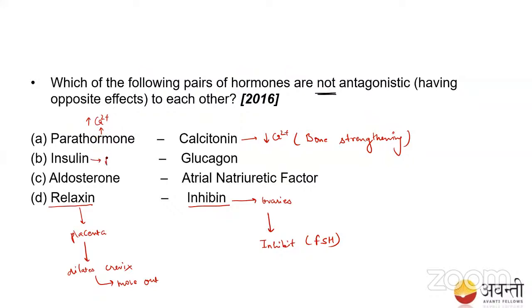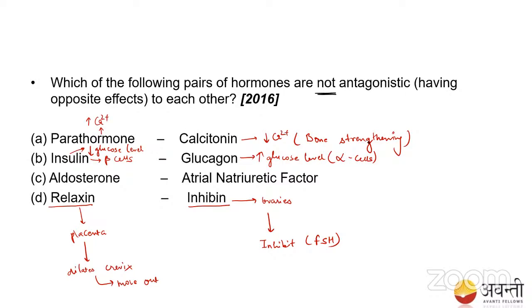Insulin is secreted by the beta cells of the pancreas, and this insulin hormone decreases the glucose level in the blood. So it's decreasing the glucose level. Whereas glucagon increases the glucose level in the blood, and glucagon is secreted by the alpha cells.